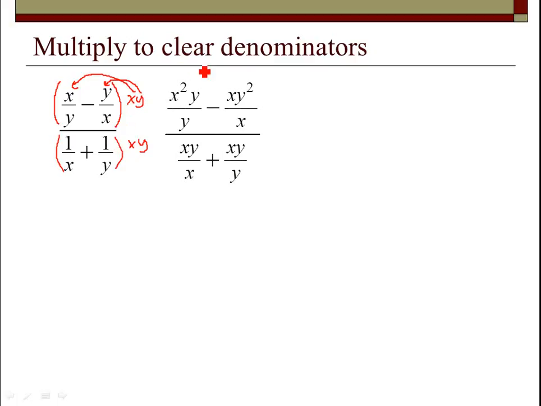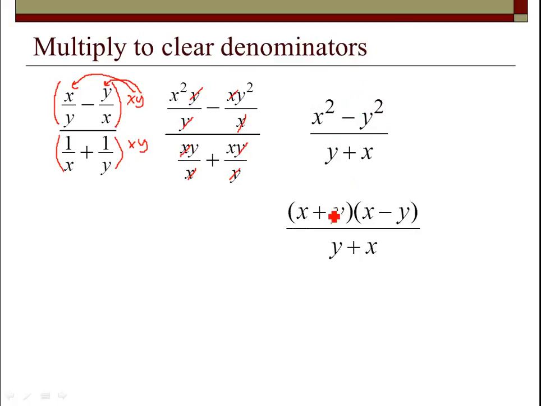Now I'm going to reduce. So the y's will cancel, the x's, and the y's. Now remember, we could still reduce further. Right here we have the difference of two squares. So this will factor to x plus y, x minus y. And x plus y and y plus x are the same values, so I can reduce those, and I'm left with x minus y.